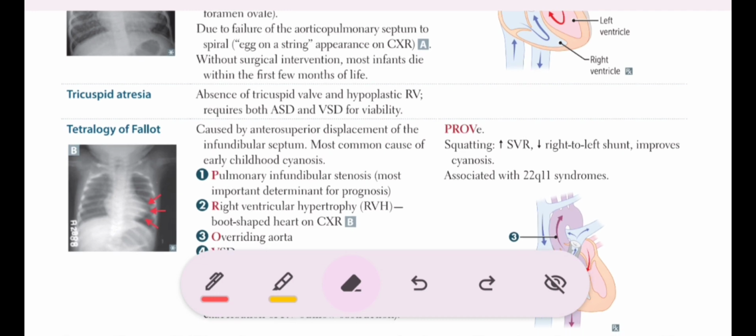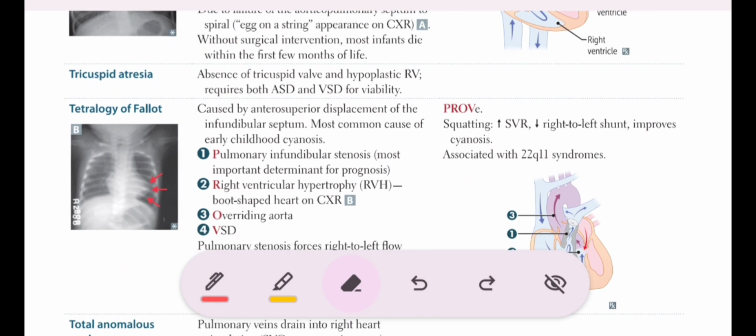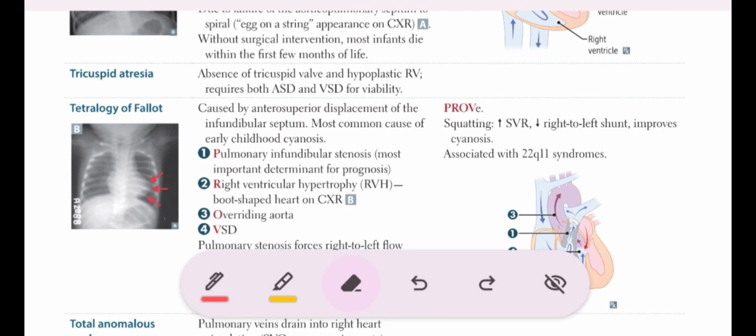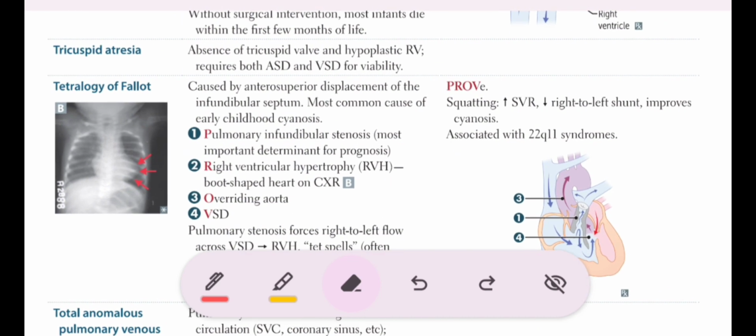Then we have the tricuspid atresia. Tricuspid atresia is the absence of the tricuspid valve and hypoplastic right ventricle. Since there is no tricuspid valve, the blood cannot move from the right atrium into the right ventricle, and hence the right ventricle is hypoplastic. And in order to correct the tricuspid atresia, we need to make an atrial septal defect and ventricular septal defect through surgery for the fetus to be survivable.